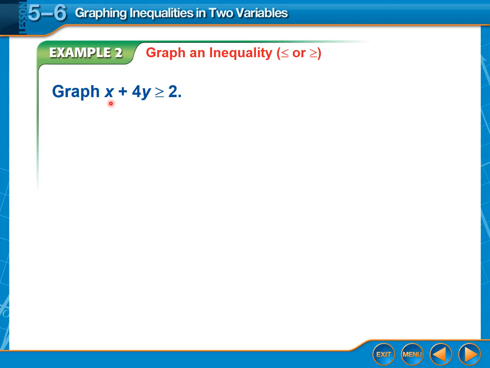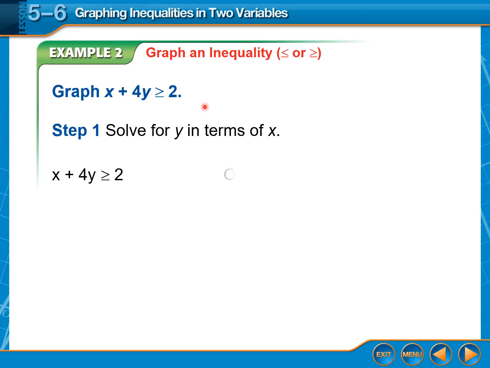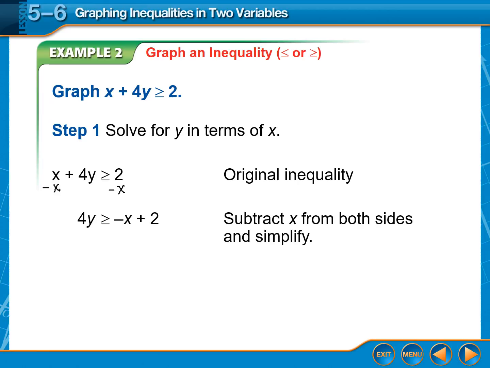So if we want to graph x plus 4y is greater than or equal to 2, the first thing we need to do is rewrite the equation so that it's y equals mx plus b. We start with x plus 4y is greater than or equal to 2. The first step is to move the x to the opposite side. So I take away x here, and I take away x here. That leaves me 4y is greater than or equal to negative x plus 2.